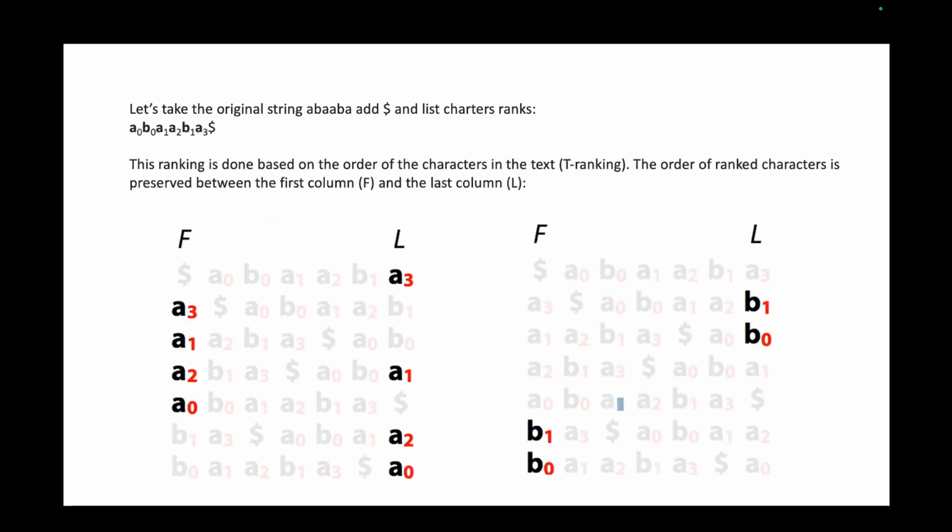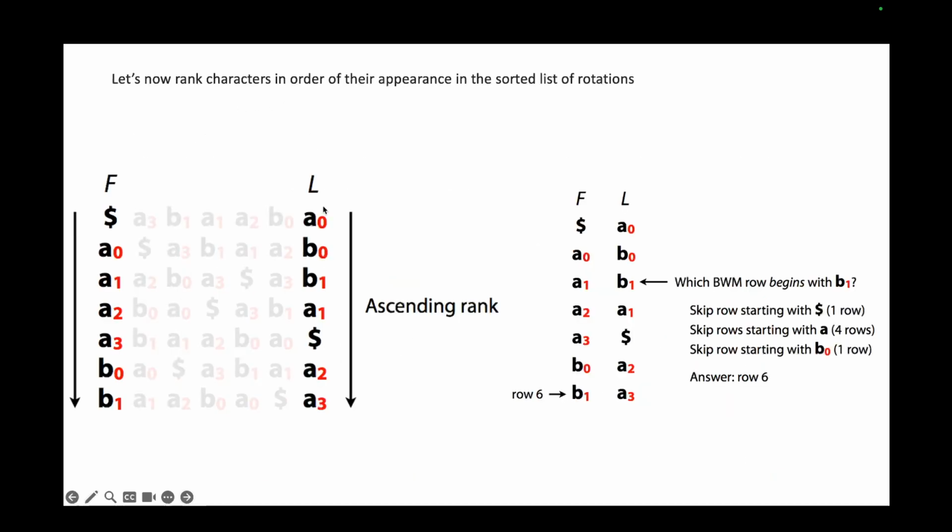So if you have a Burrows-Wheeler transform like this, you can rank the characters in ascending order of their appearance in the sorted list of rotations. So this is your first column, this is your last column, and then you sort it.